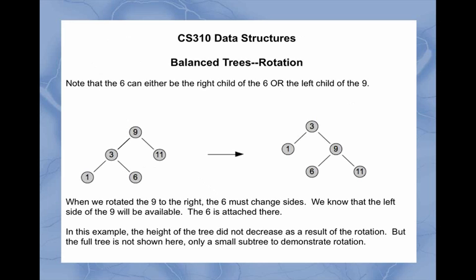So you can see here the effect of the rotation. The 9 needs to come down here, but there's a 6 in the way. So we merely attach the 6 to the other side of the 9. Here, in between the 3 and the 9 is the 6, and it can go on either side.